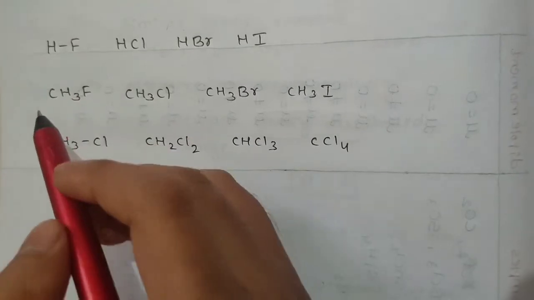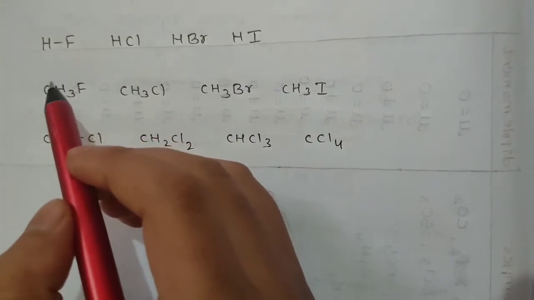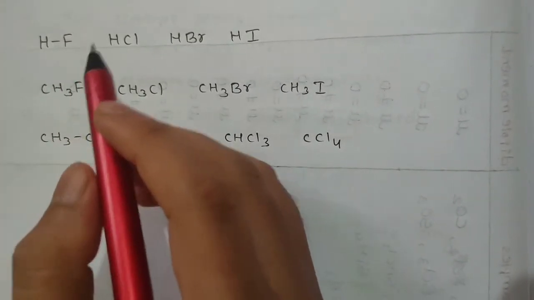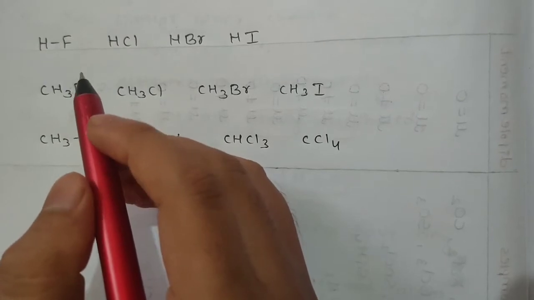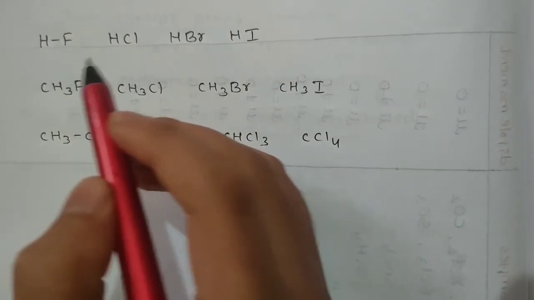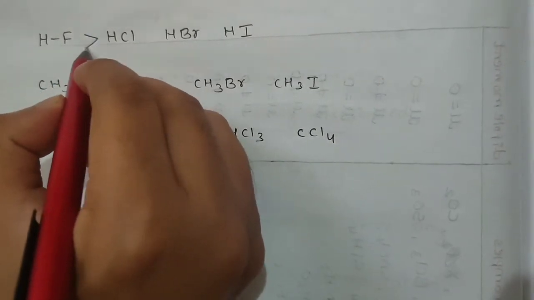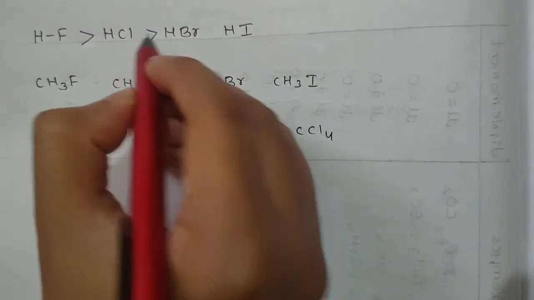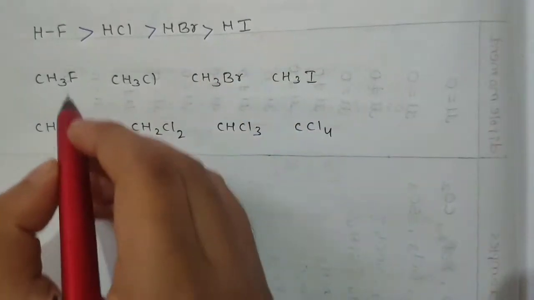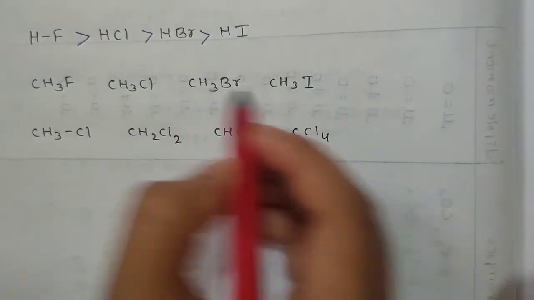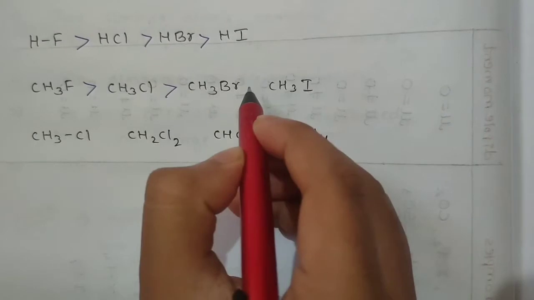You know that one of the rules says that as the electronegativity difference increases, the mu value increases, and dipole moment is always directly proportional to electronegativity difference. So the higher the electronegativity, the greater its dipole moment. HF is greater than HCl, HCl is greater than HBr, and HBr is greater than HI. Similarly here, with fluorine, bromine, iodine, the order will be like this.